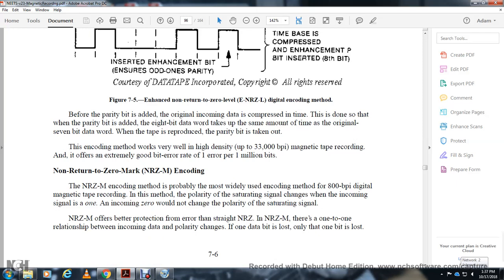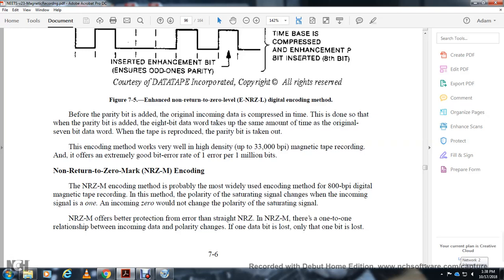Alright, now non-return to zero mark encoding. The non-return to zero mark encoding method is probably the most widely used encoding method for 800 bits per inch digital magnetic tape recording with the saturating signal chain. The incoming signal of 1 will change the polarity of the saturating signal. The non-return to zero mark offers better protection from errors, therefore a 1-to-1 relationship between the incoming data and the polarity chain.